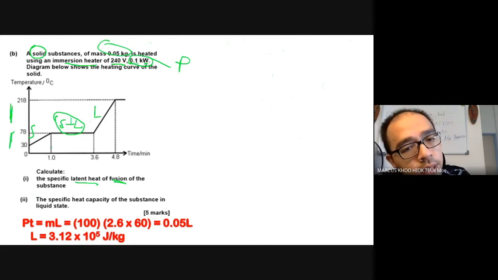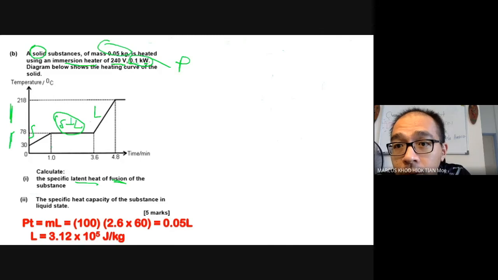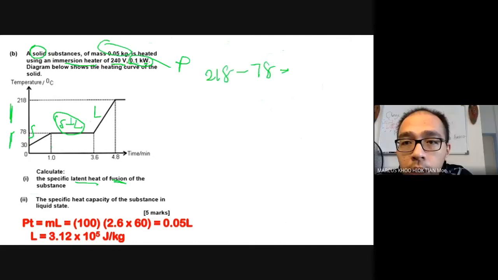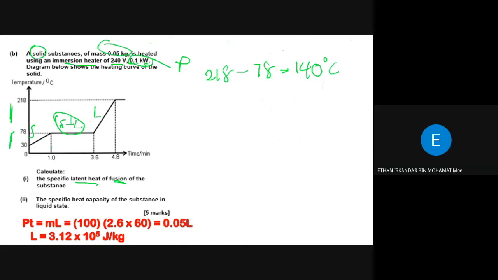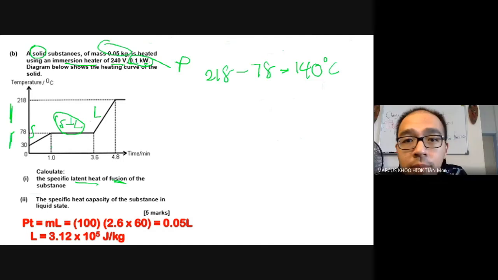Sorry, Ethan, did you say something just now about number 2? Yeah, but I think my answer is wrong. What's your answer? 2800. How do you get 2800? 218 minus 78 divided by 0.05. Okay, it's 140 degrees Celsius. Why divide by what? Divide by the mass, 0.05. Oh, divide by 0.05.